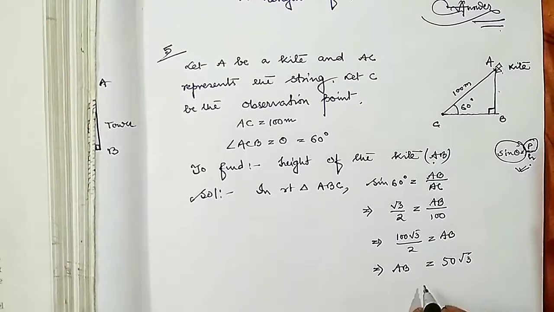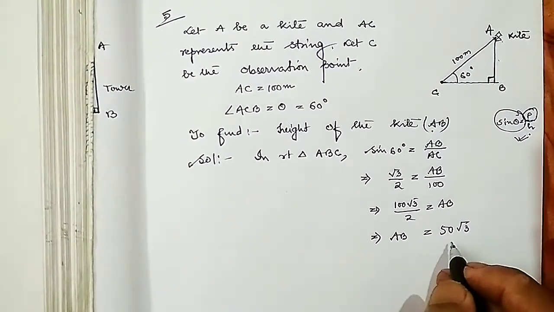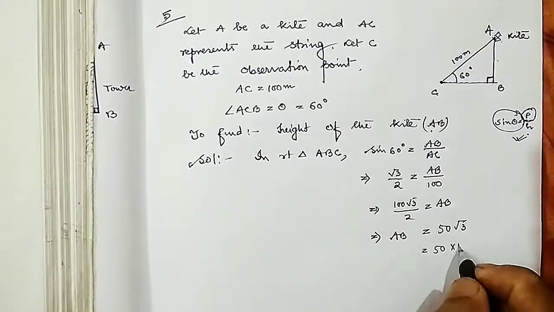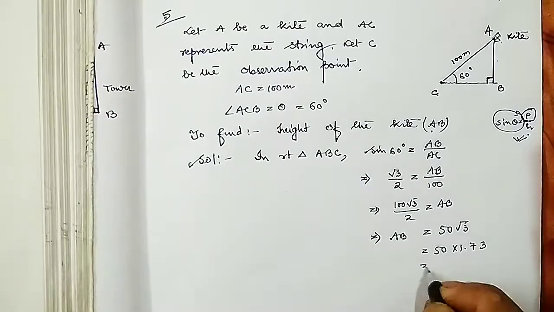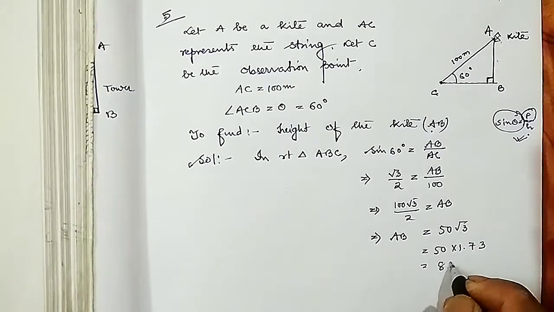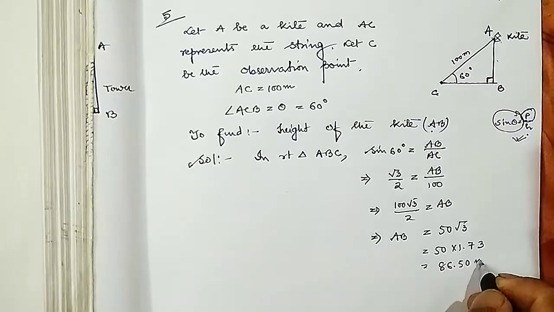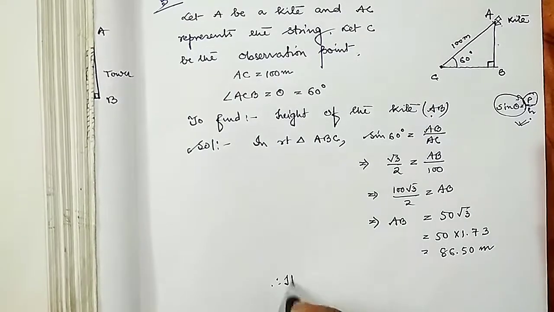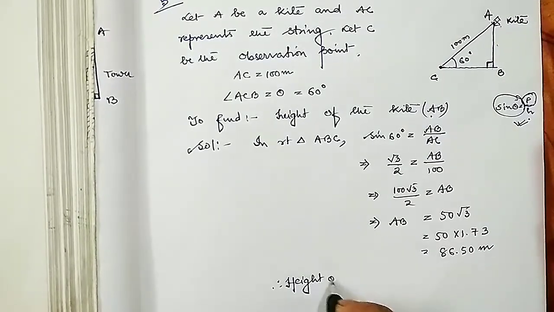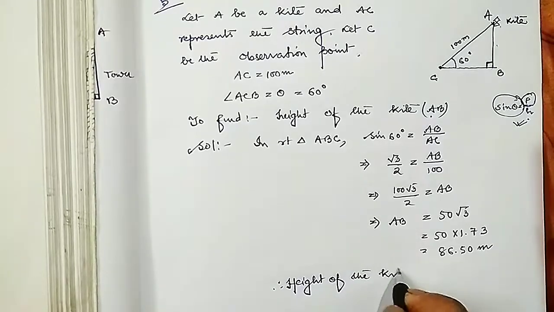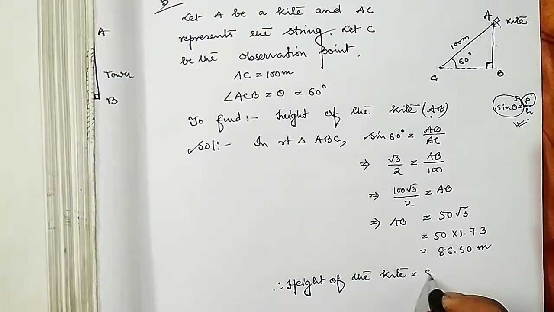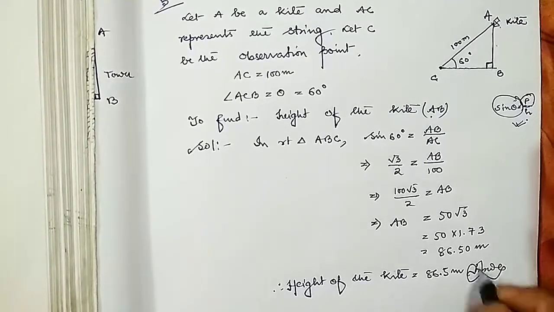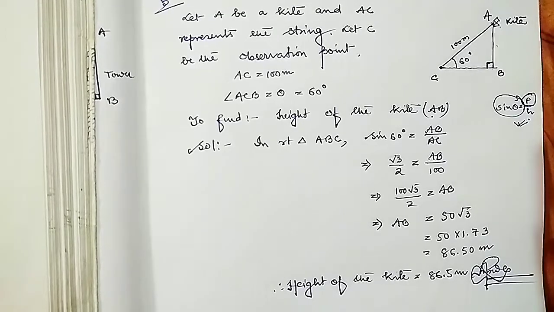And if in the question it is given the value of root 3, then we have to place the value of root 3, otherwise you can keep this much. Now 50, value of root 3 is 1.73. If I multiply, I'm going to get 86.50. Therefore, the height of the kite from the ground is how much? 86.5 meters. That is our answer. Okay, I hope this one is clear.